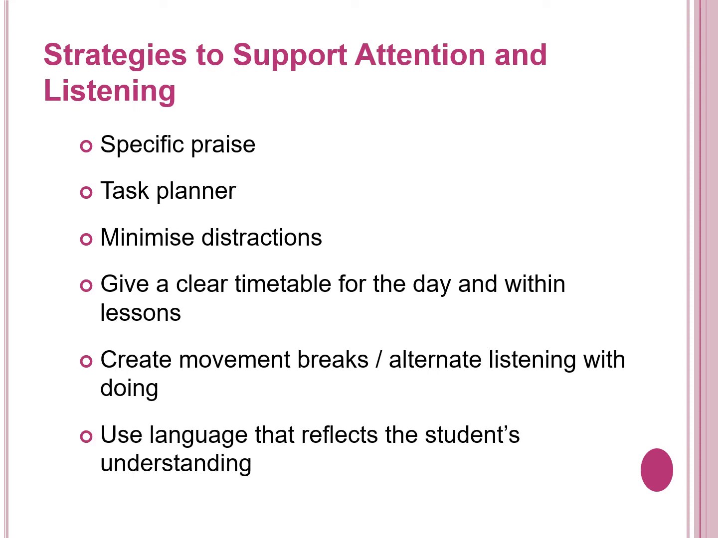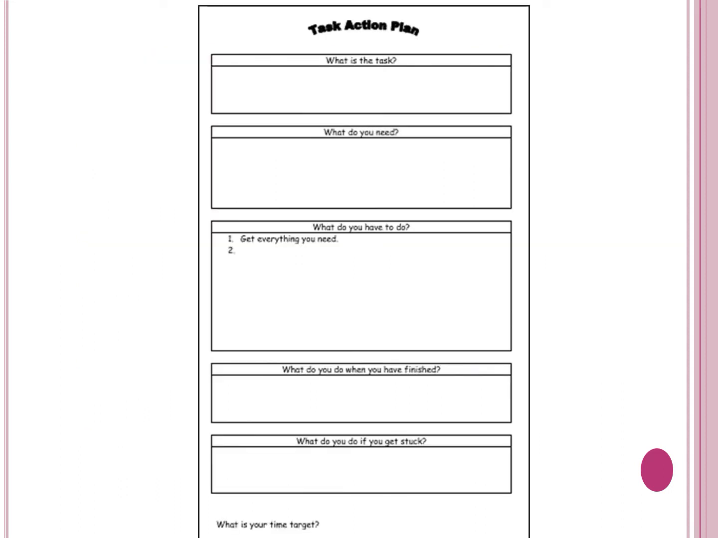The language required for each student will depend on their specific language level. To make your language easier to understand, use shorter, simple sentences, rephrase, and chunk information. Avoid using lots of new vocabulary at once and use visuals to support your meaning where possible. Here is an example of a task planner. It has spaces for what the task is, what the student needs, what they have to do and what to do when they've finished, and also what to do if they get stuck, which is a nice one for developing self-help skills.